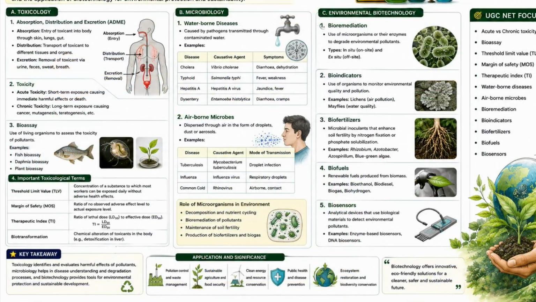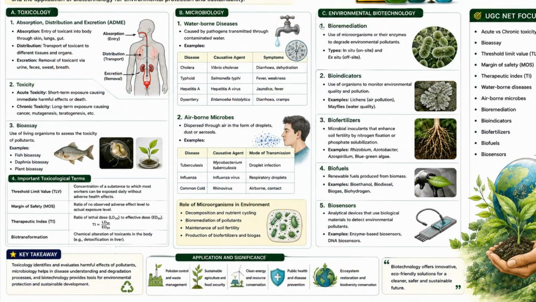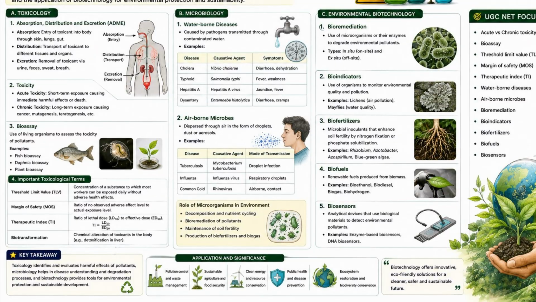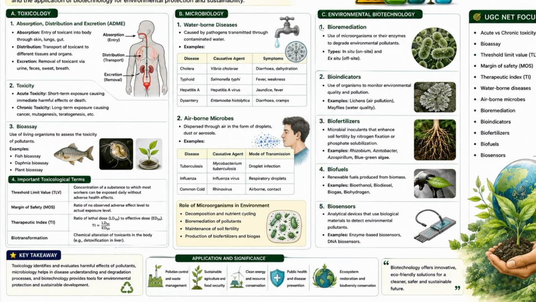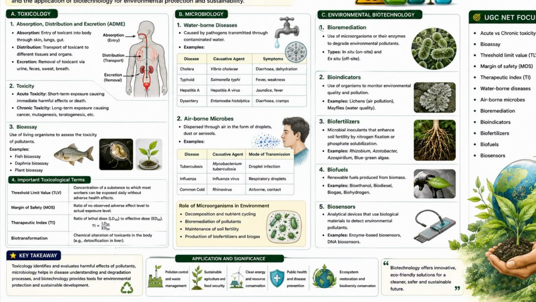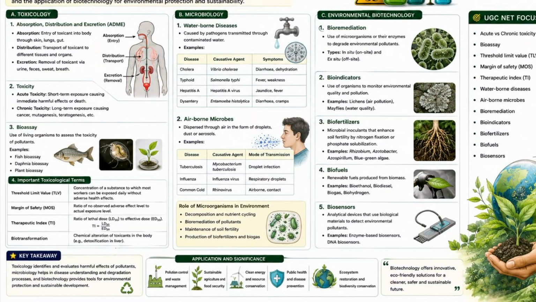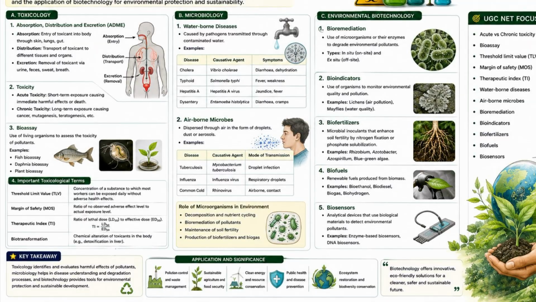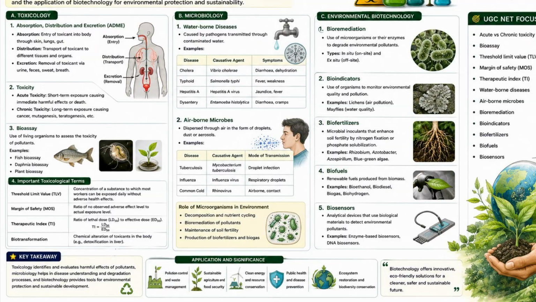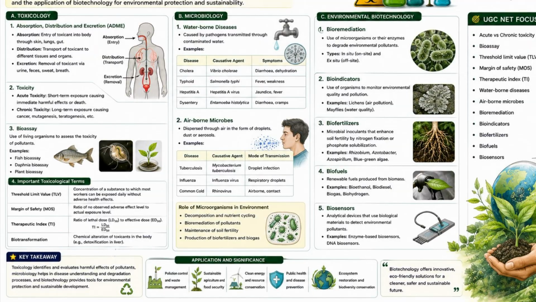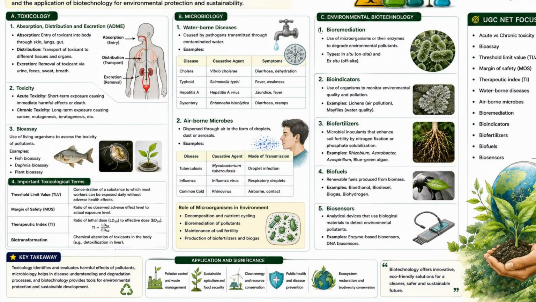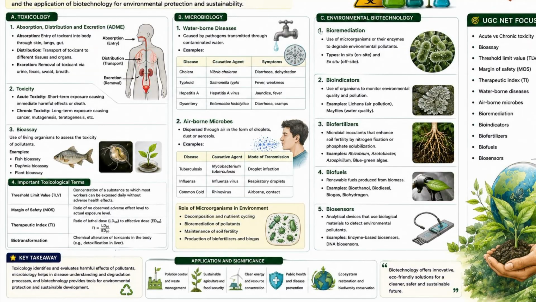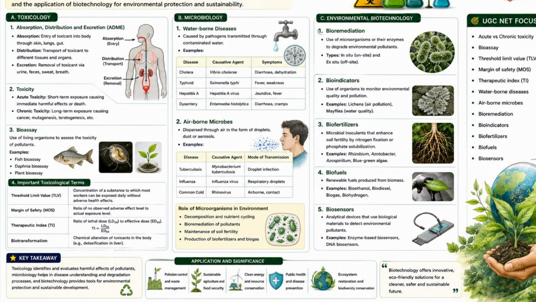Now, let us discuss toxicology, microbiology, and environmental biotechnology, which together form an important section of environmental biology and are frequently asked in the UGC NET Environmental Science examination. Let us begin with toxicology. Toxicology is the branch of science that deals with the harmful effects of chemical substances and pollutants on living organisms. It studies how toxic agents enter the body, their distribution, metabolism, and eventual elimination.